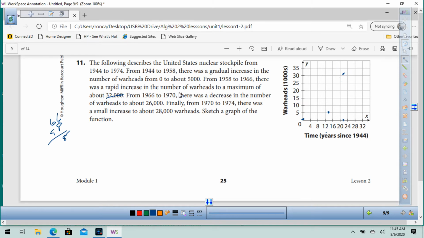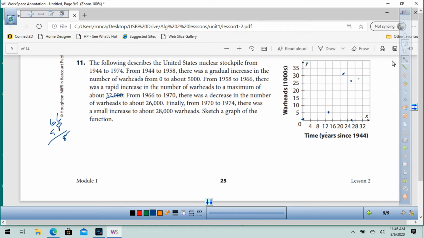Okay, we've got that. From 1966 to 1970, that's 4 years. So this will be where we're at on the x-axis now. There was a decrease in the number of warheads to about 26,000. And finally, from 1970 to 1974, there was a small increase to about 28,000. So that's going to be 4 years, and we're going to go up like this.